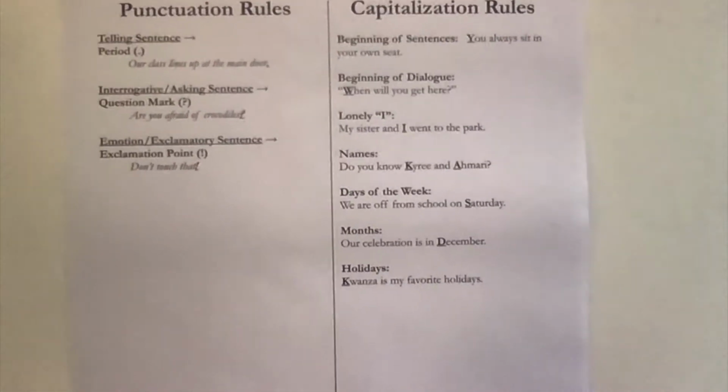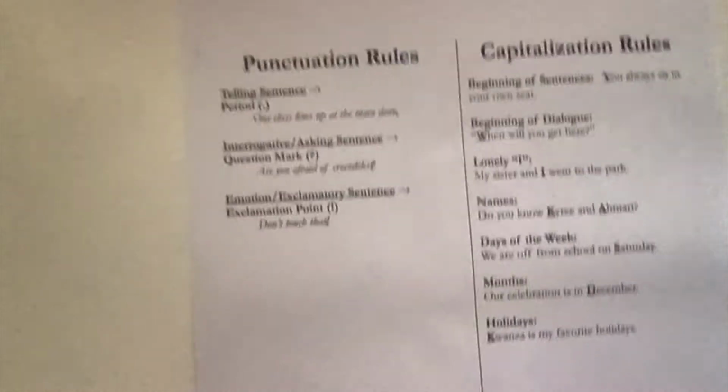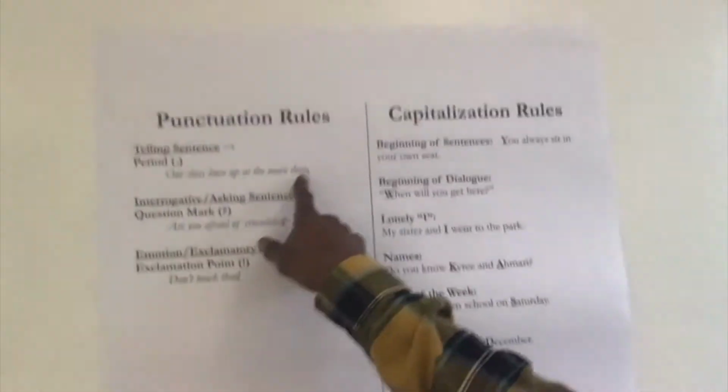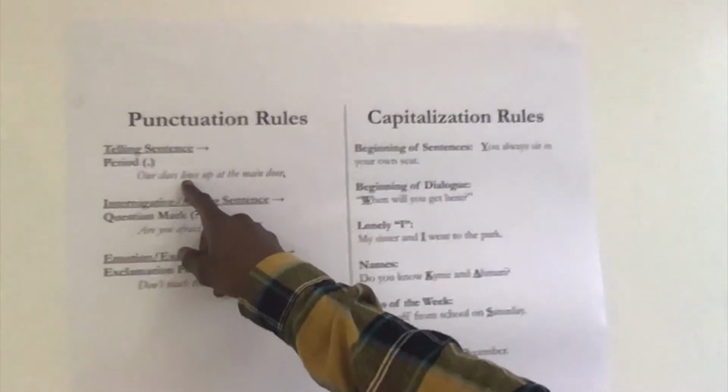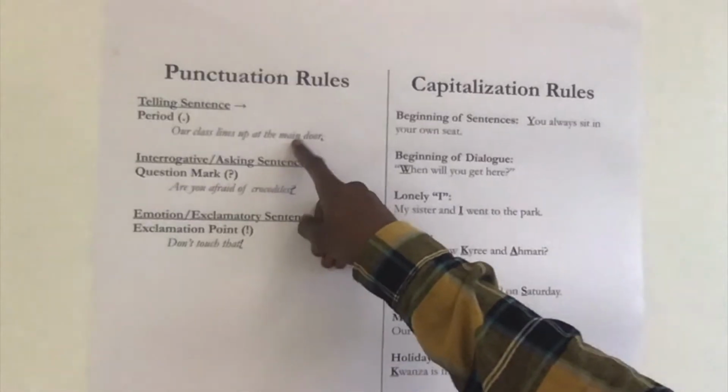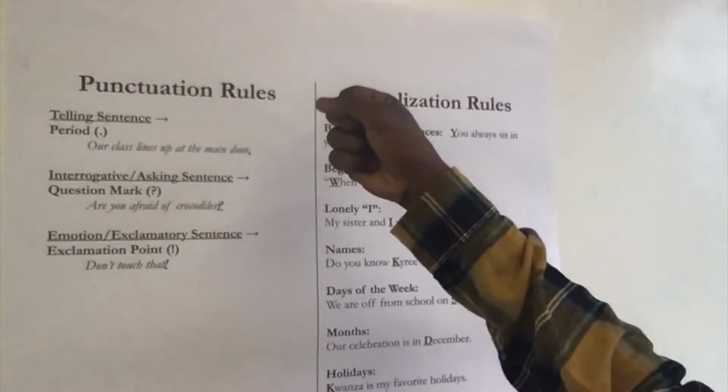Take a moment to look at that really quickly. Feel free to pause the video if you need to. Now, with punctuation, there are three reasons why we use punctuation. When telling a sentence, we use a period at the end of our sentence. So in this example, "Our class lines up at the main door." Period. We're ending a thought.